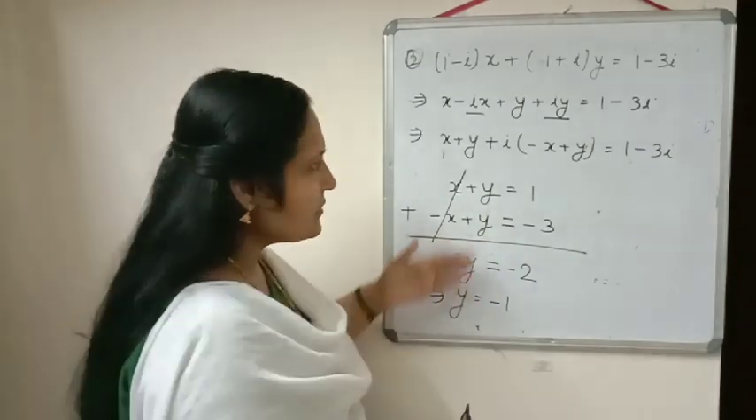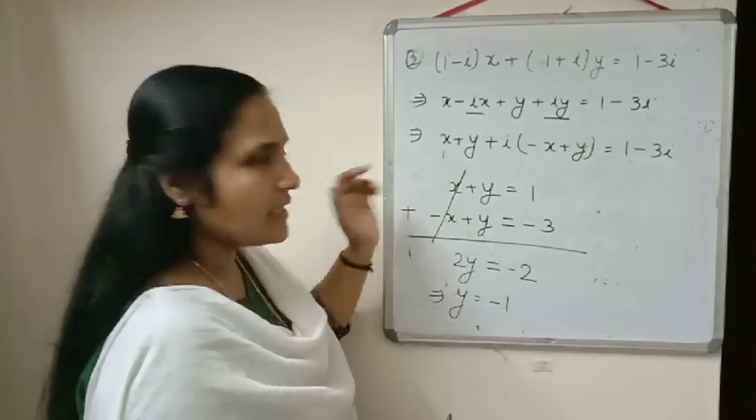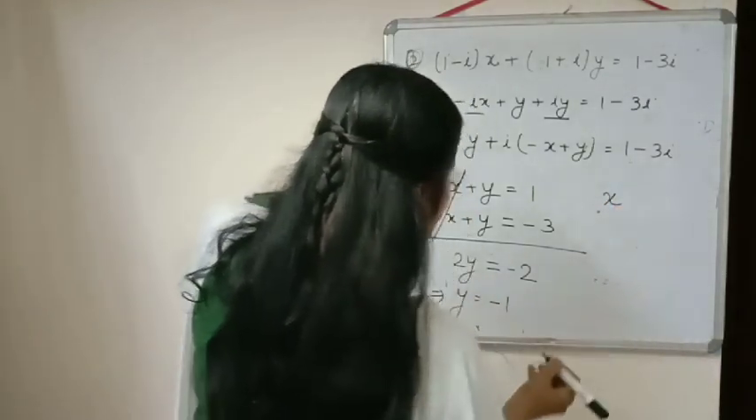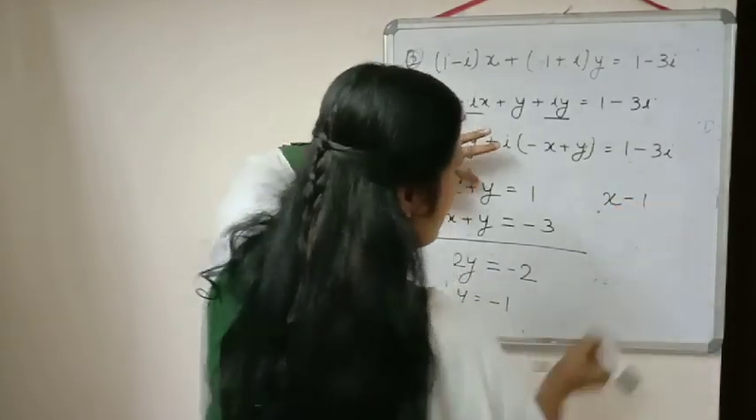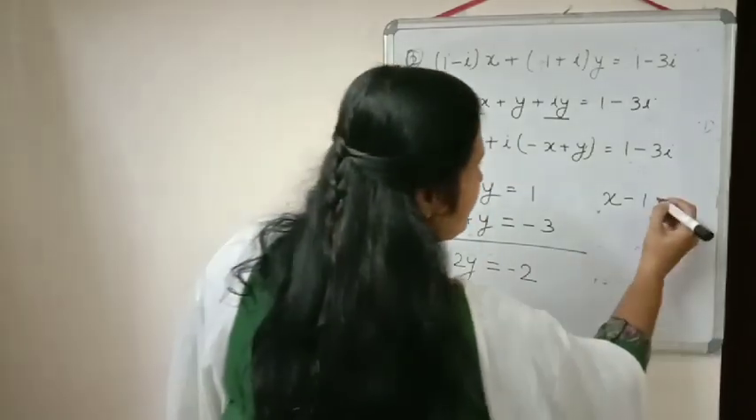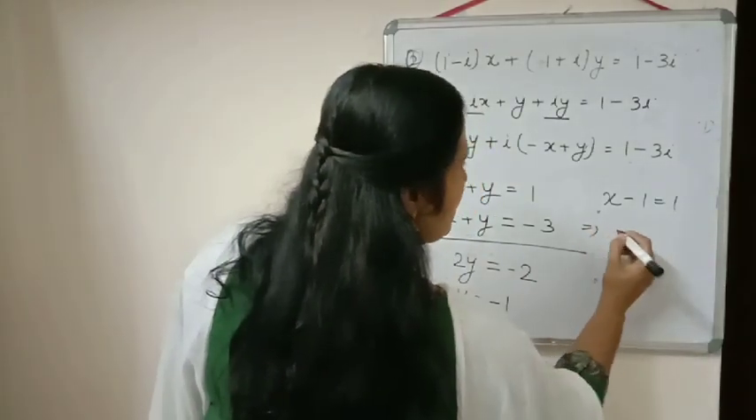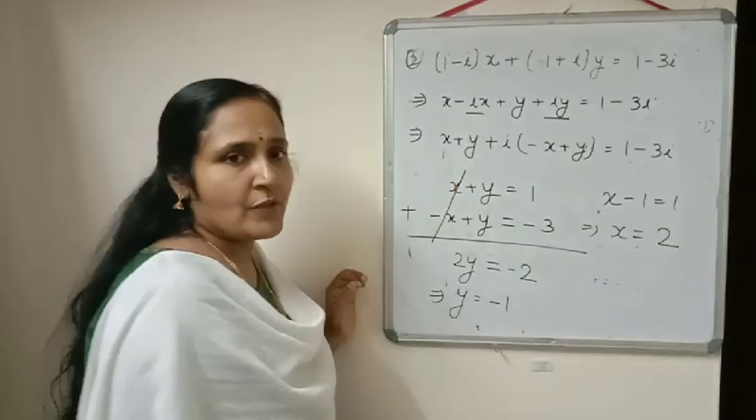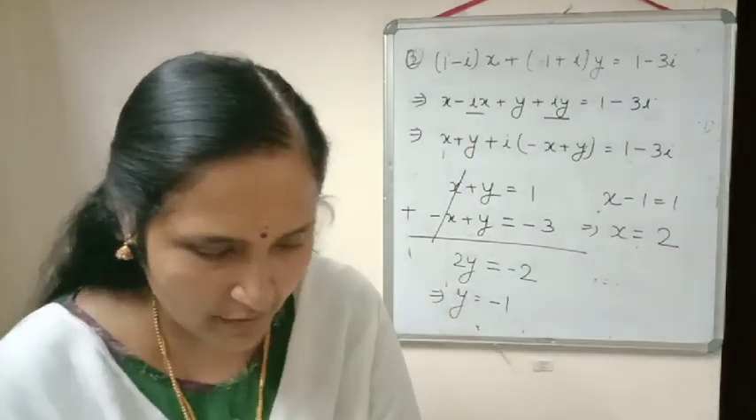Now just substitute the value of y in any one of the equations. The first equation is easy, so we can substitute in that, x plus y. So in place of y we have minus 1. x minus 1 is equal to 1. So from here we will get x is equal to 2. Now one more question we can do.